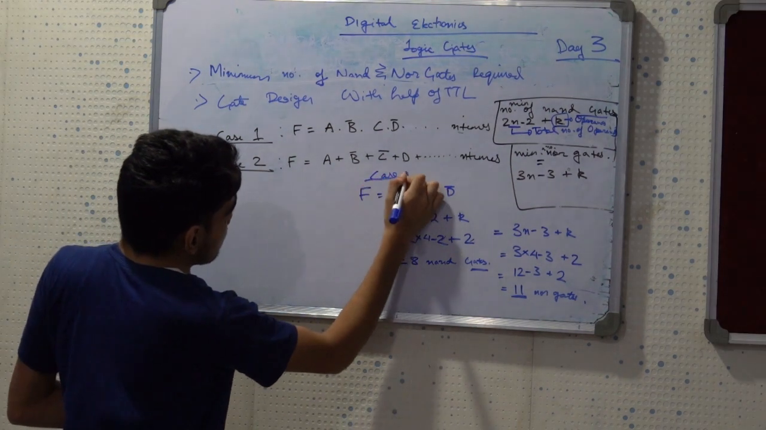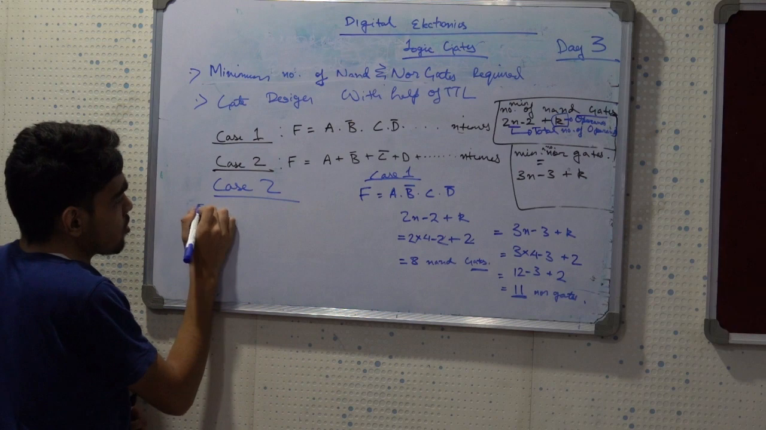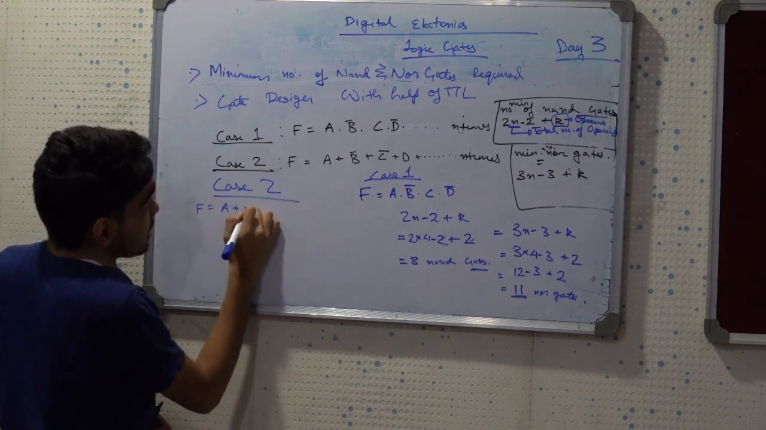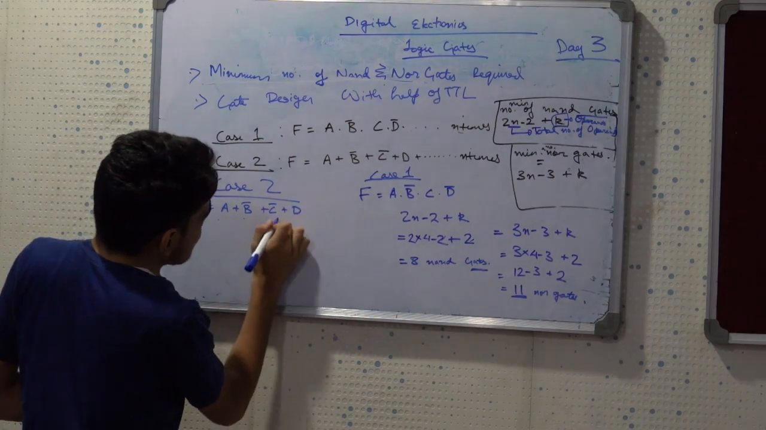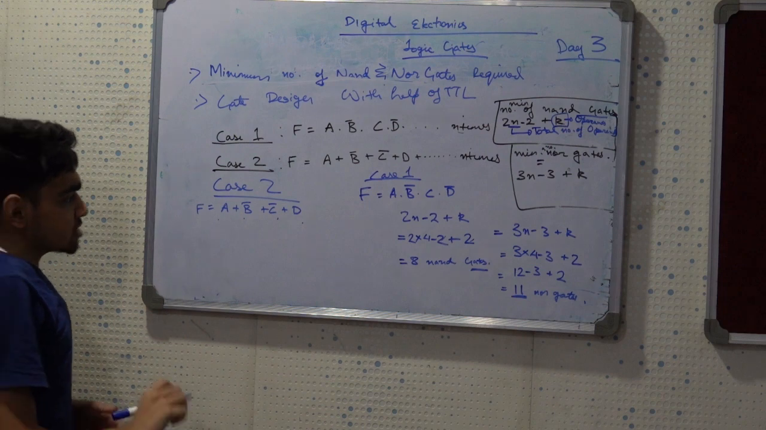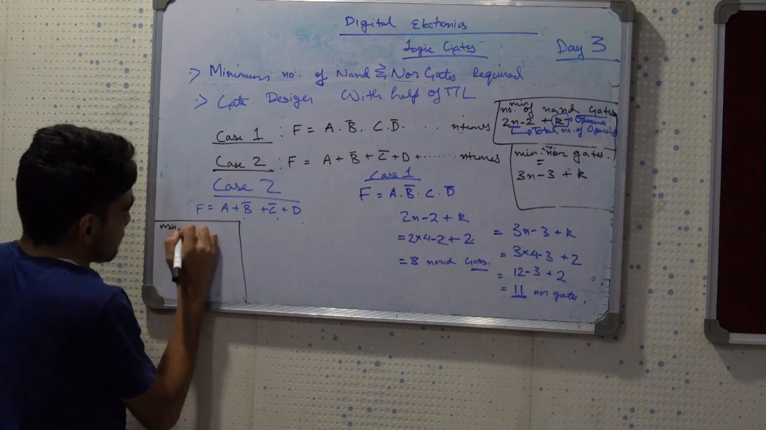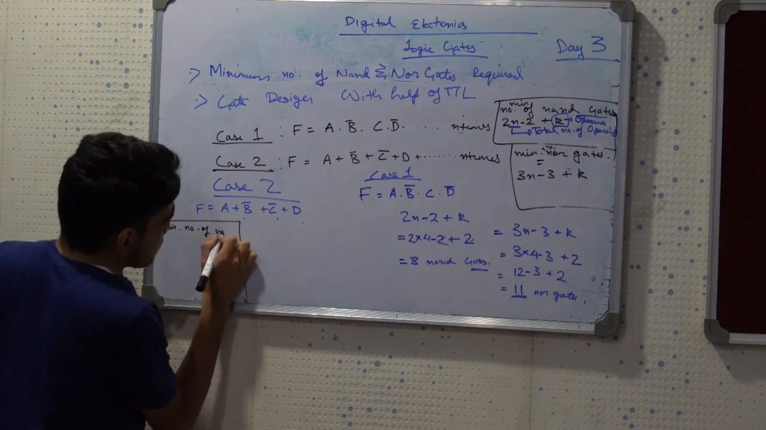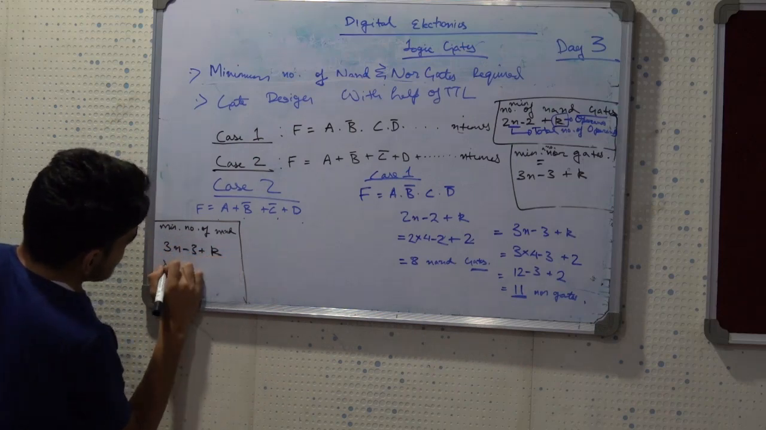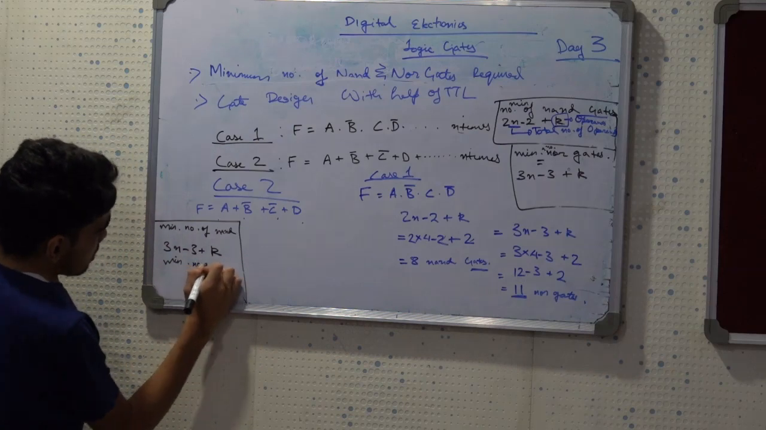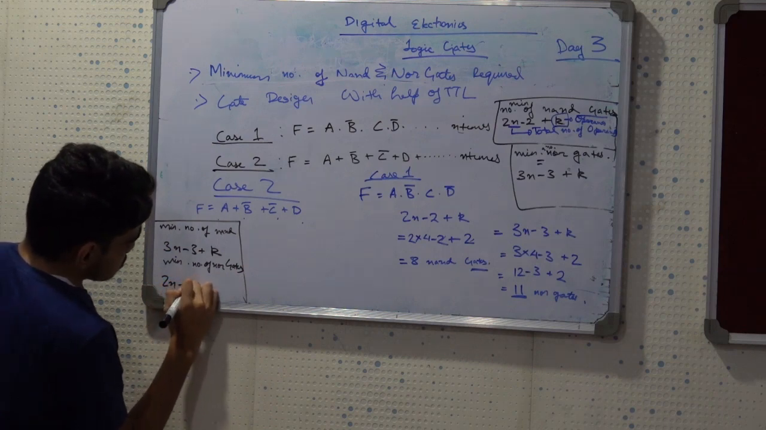So this is case 1 and this will be case 2. In case 2, f equal to a plus b bar plus c bar plus d. Let me consider this expression. In case 2, the minimum number of NAND gates is 3n minus 3 plus k, and the minimum number of NOR gates is 2n minus 2 plus k.